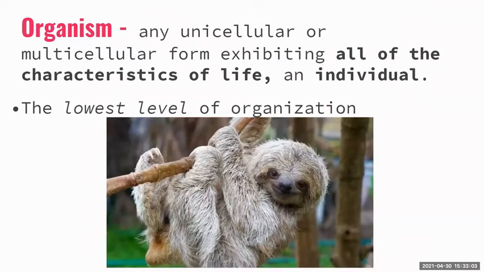Starting with the very lowest level of organization is organism. An organism is any unicellular or multicellular form that has all the characteristics of life. It is one individual being, living thing. For example, your individual self is an organism. One sloth, like the picture, is an organism. Miss Menendez, on her own, is an organism. And this is the lowest level of organization. This is the most specific that we can get.